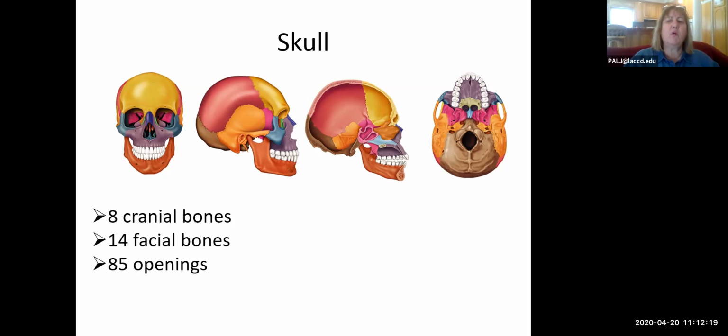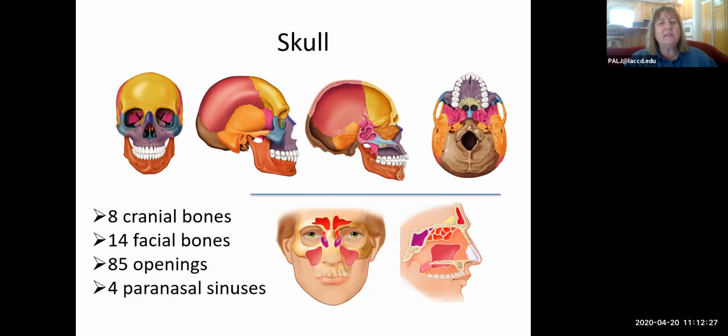In lab, you are going to learn a few of those openings, but not anywhere close to even half of them. Those openings are important because blood vessels or nerves travel through them. In addition, you learn that in 4 of the bones, there are air-filled spaces known as sinuses. In all 4 of those bones, the sinuses open into the nasal cavity. So those are called your 4 paranasal sinuses.